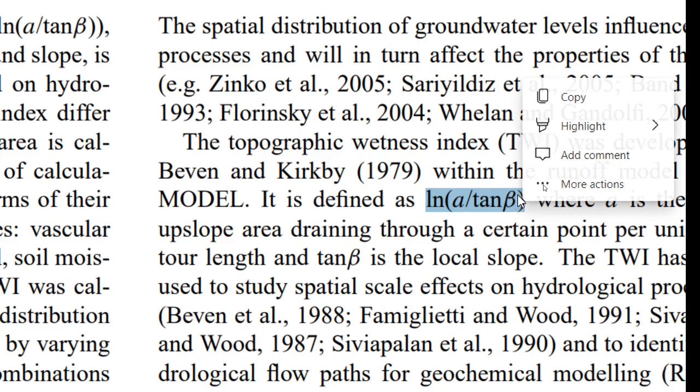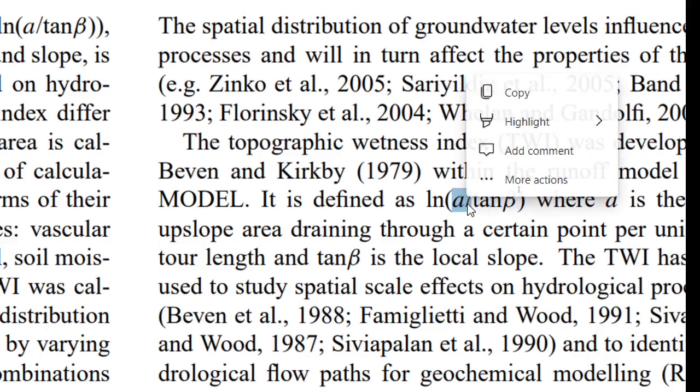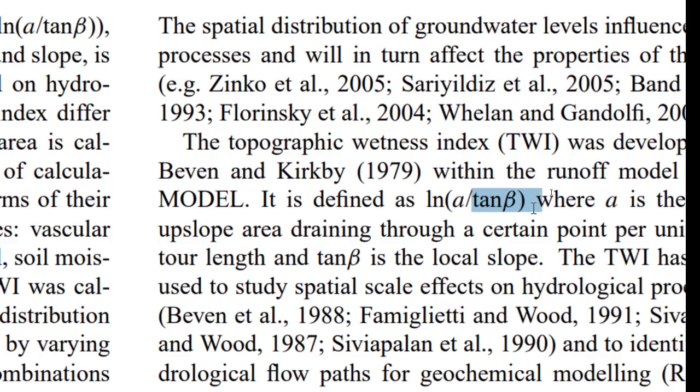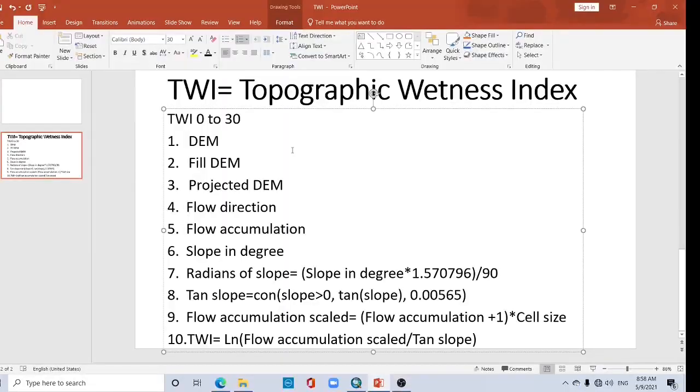divided by tan beta). Here alpha means upslope area, and upslope area is determined by flow accumulation, and tan beta means local slope. So these are the steps to calculate topographic wetness index in ArcGIS.